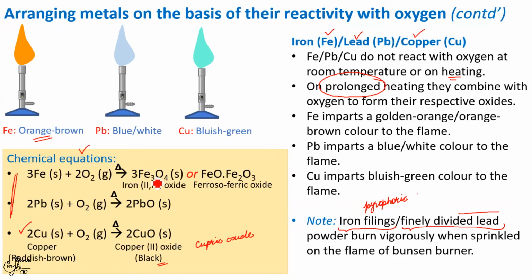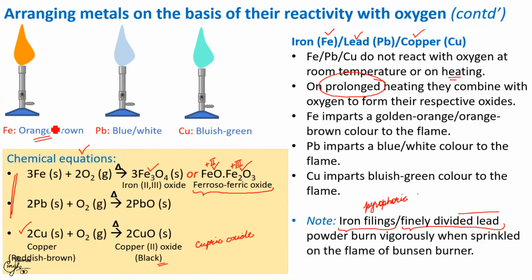Learners note that Fe3O4, which is formed when iron combines with oxygen, is a mixture of iron(II) and iron(III) oxide. That is, it is a mixture of FeO and Fe2O3. Here the oxidation state or valency of iron is +2 and here it is +3, and therefore we write iron(II,III) oxide as the name of the product, which is more accurately written as ferroso-ferric oxide. This you're going to study in your higher classes. Even if you write iron(II,III) oxide, it is absolutely correct.